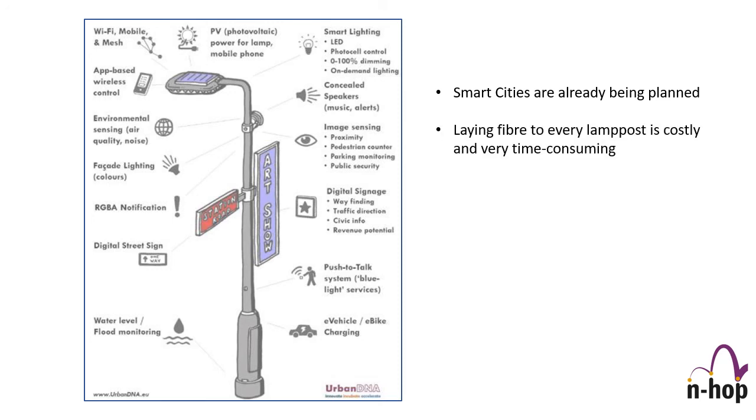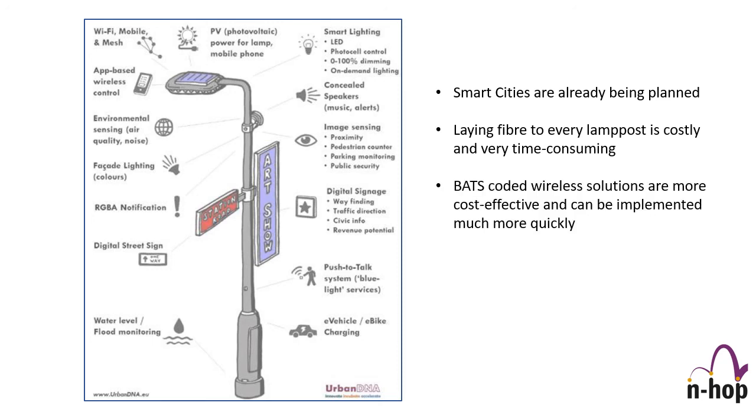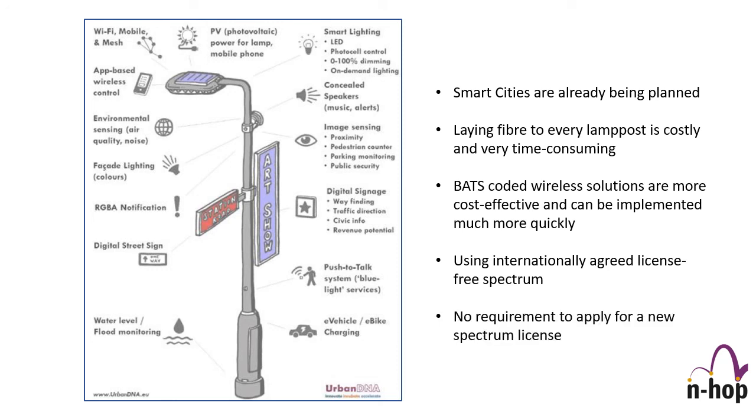However, it is expensive to lay fibre to every lamppost, and it usually involves a very time-consuming process of obtaining wayleaves to allow digging in the fibre to each post. Wireless connectivity by BATS, on the other hand, is fast and cost-effective. The frequencies used are from the license-free bands of 2.4 and 5.8 GHz, so there is no requirement for the complicated process of applying for specific frequency licenses.